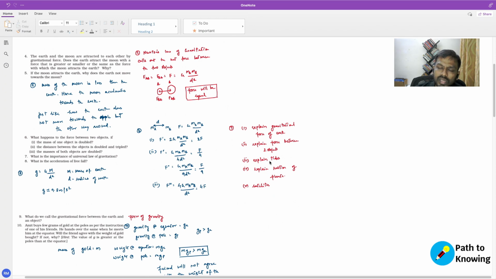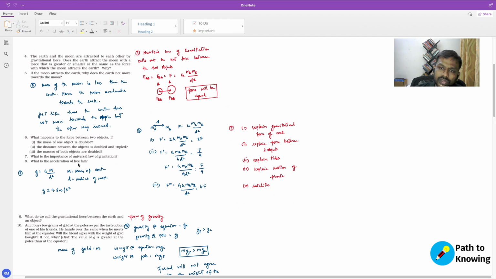And of course, it helps us explain why there are high tides and low tides, because it is based on the position of the moon, right? And these are all the primary importance of the universal law of gravitation. We were able to explain and understand all of these because of Newton's universal law of gravitation only.